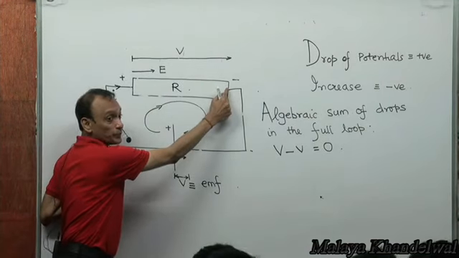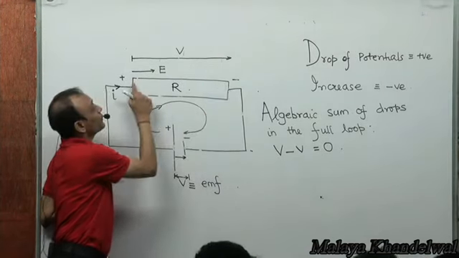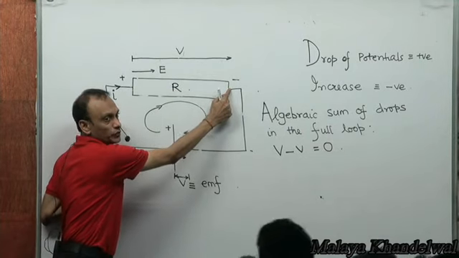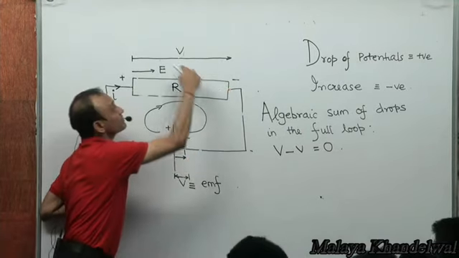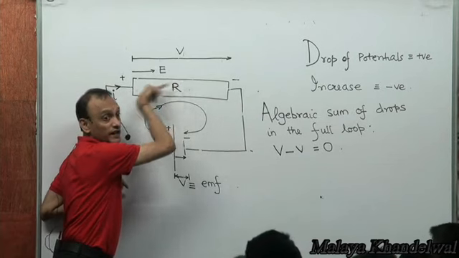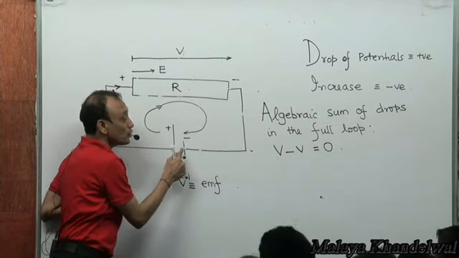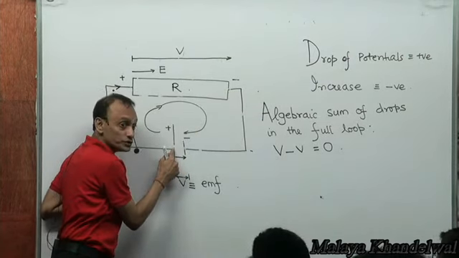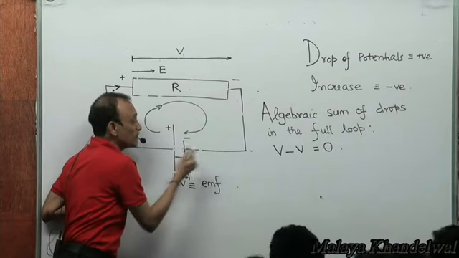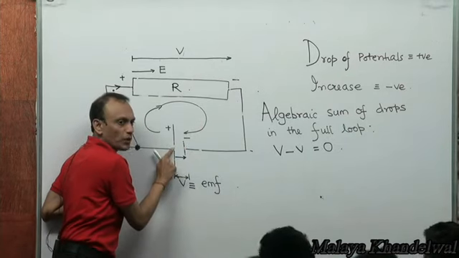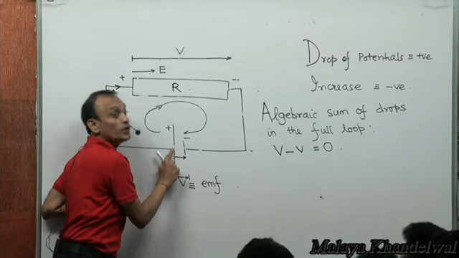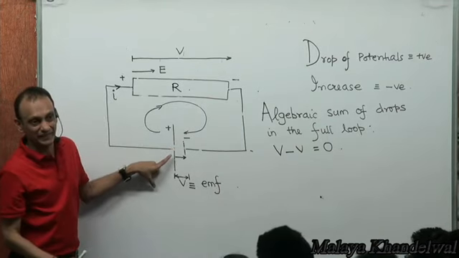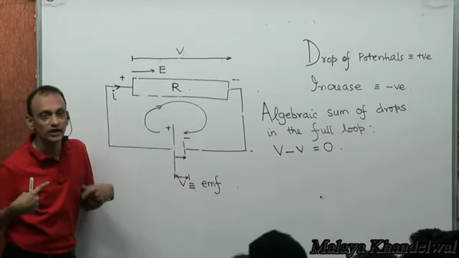Electrical forces are doing positive work here. When positive charges are moving from here to here, electrical forces are doing positive work. Yes or no? The electric field is like this. When a positive charge moves from here to here, the electric field is like this, but the charge is moving from the negative to the positive terminal. So the work done by the electric field will be negative. You realize that? Shall I repeat what I've said?